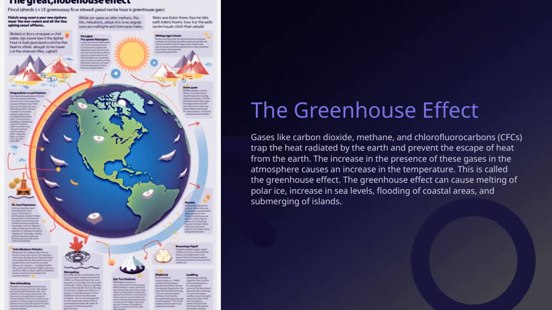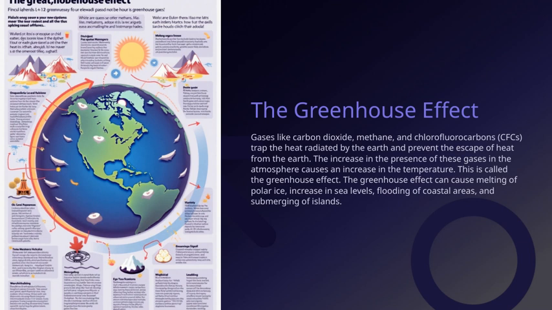The greenhouse effect is a crucial concept to understand when we talk about climate change. Gases like carbon dioxide, methane, and chlorofluorocarbons, or CFCs, play a key role here. They trap the heat that the Earth radiates back into space, essentially acting like a blanket around our planet. When these gases increase in the atmosphere, they cause more heat to be retained, which leads to a rise in global temperatures. This warming has serious consequences.